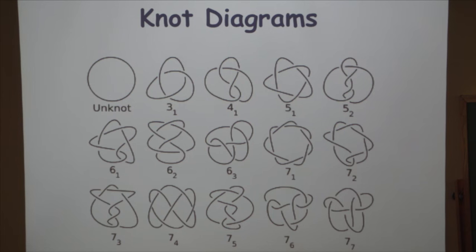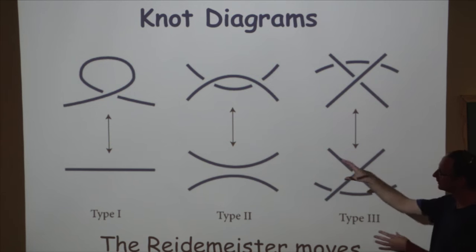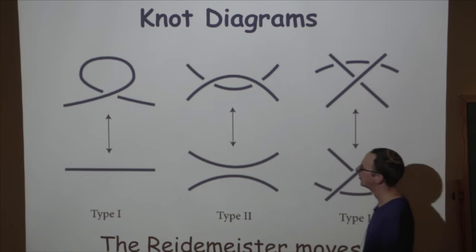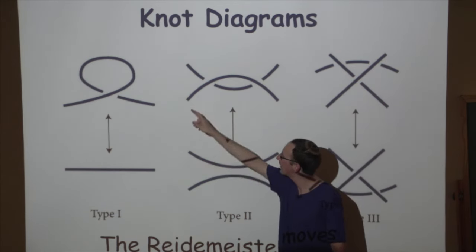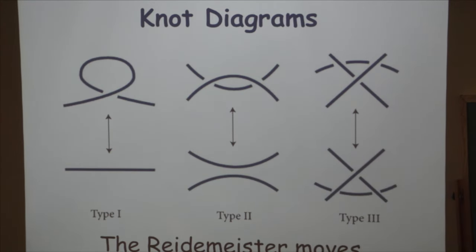So let's start with showing that two knots are the same. About 100 years ago, Reidemeister came up with these three moves, a way to change a knot diagram locally. By these moves, you don't change the knot type. So it's easy to see from these moves that if you replace this by this, or that by that, or that by that, you actually have the same knot.